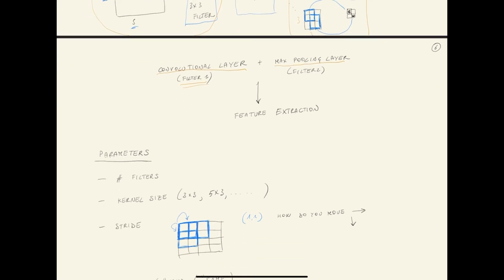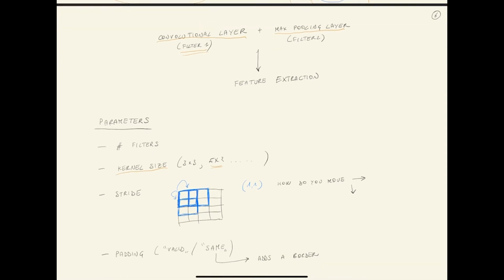Then, of course, we have the kernel size, so the dimensions of our filters, for example, 3x3, but it doesn't have to be square. It can be rectangular, so it can also be a 5x3 filter or something like this. That's not a problem. And then there is something that we didn't talk about. Stride is also a parameter, actually, a hyperparameter of this kind of model.